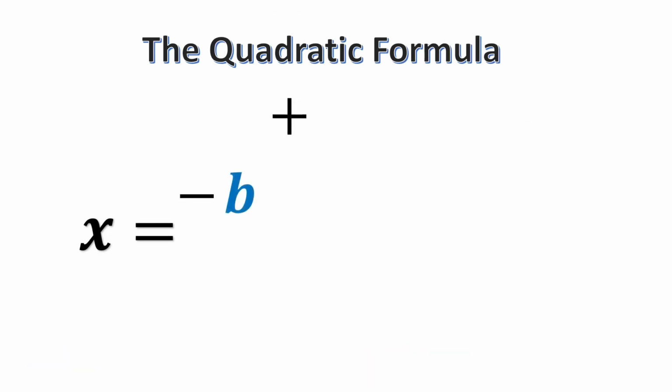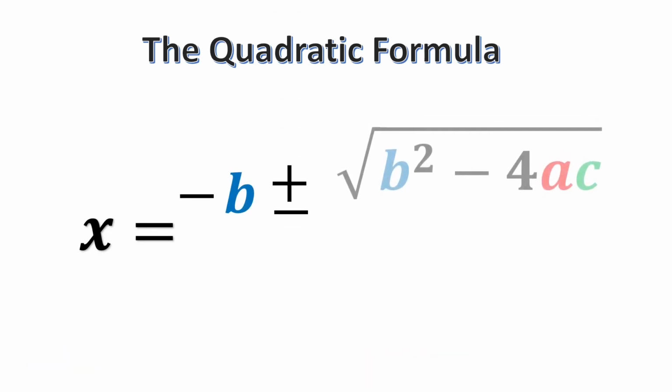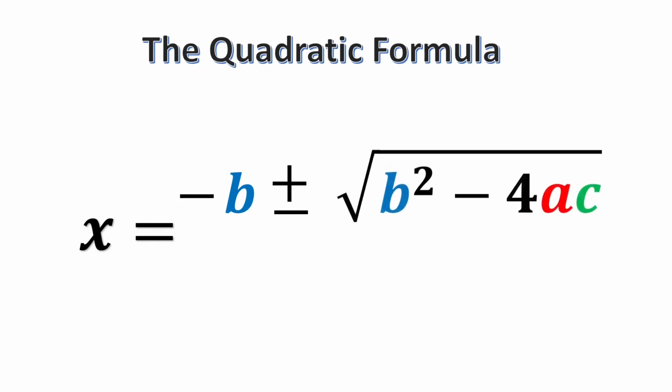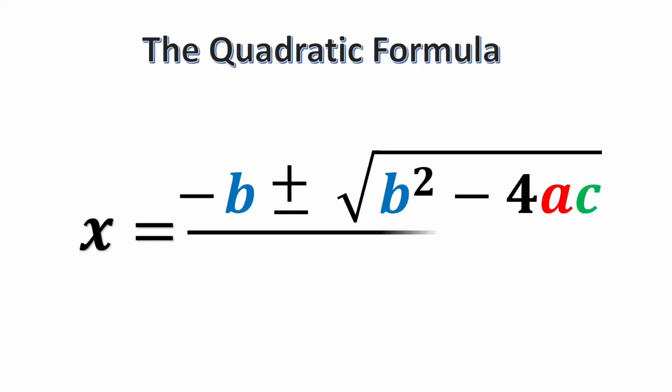Negative b plus or minus the square root of b squared minus 4ac, and all of this divided by 2a.